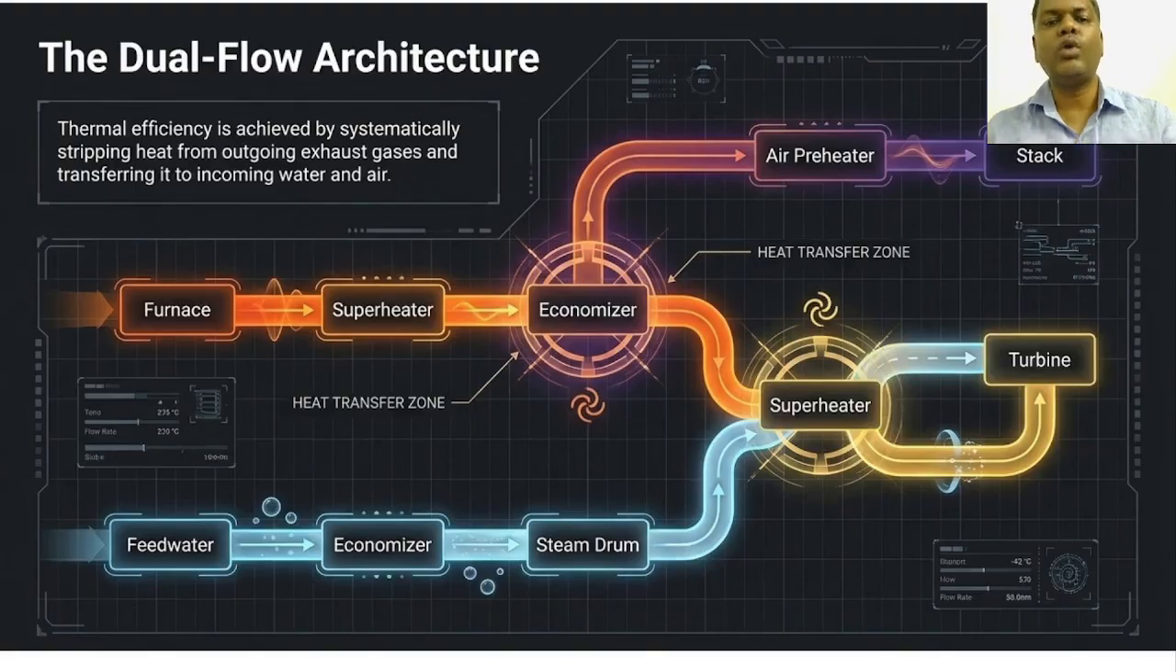This is the dual flow architecture. We have superheater, economizer and air preheater. Another process is feed water, economizer, steam turbine and then superheater. These are the processes in the dual flow architecture.